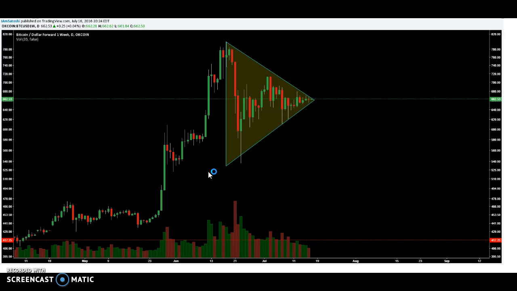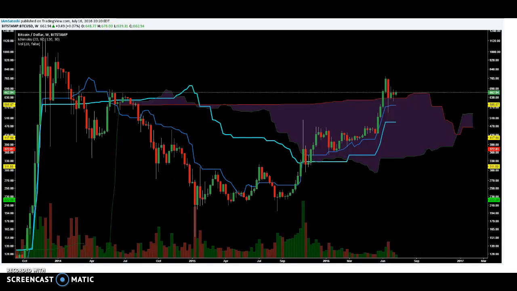So let's break down the triangle and the charts that I go through to try to decipher, is there a bullish bias or a bearish bias before this breaks out, okay? So we have the weekly Bitstamp. This is the cloud. We're above the cloud. Okay, so that automatically says there's a bullish bias.